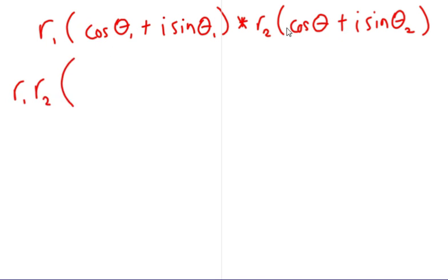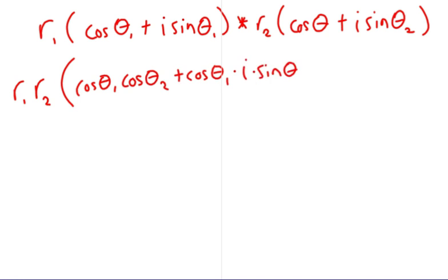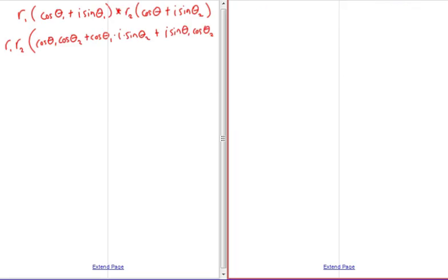Since we're multiplying all four of these things, we can rearrange them however we want, so we're just going to stick the r1 r2 out in the front, and then do a little bit of FOIL. So cosine theta 1 times cosine theta 2. Cosine theta 1 times i sine theta 2. Then i sine theta 1 times cosine theta 2. Plus the last term, i sine theta 1 times i sine theta 2, and so that i times i is going to be an i squared.